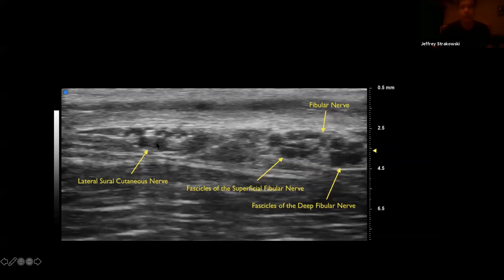Okay. So learning all these fascicle architectures can really help us with these complex injuries. And those of you that see a lot of fibular neuropathies, I'm sure you've run into cases where it just seemed to affect certain fibers more than the others. And that's because they're actually quite split apart even before they go into the tunnel. So it's critical information to know.